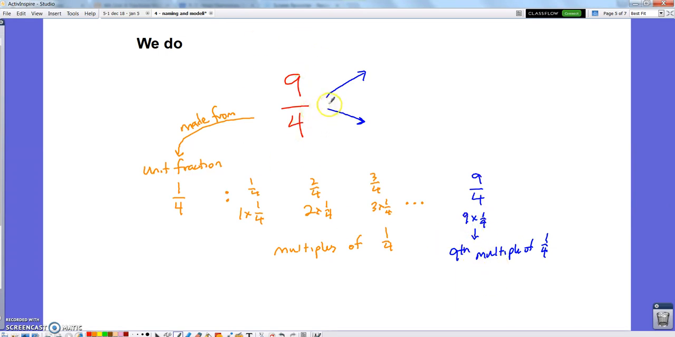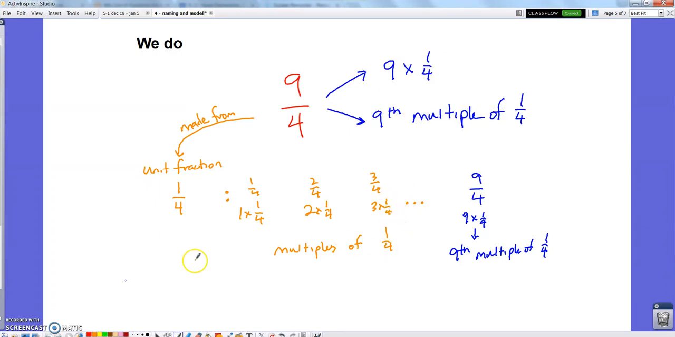So those are really the big two things I would love for you to say when you see a fraction, to be able to say two things about it and say, one, I know that this is 9 times 1/4. And two, that this is the 9th multiple of 1/4. All right? And that's where that kind of comes from. So all this was just going to work to get me to those 2 points. I know that it's 9 times 1/4, and I know that it's the 9th multiple of 1/4.